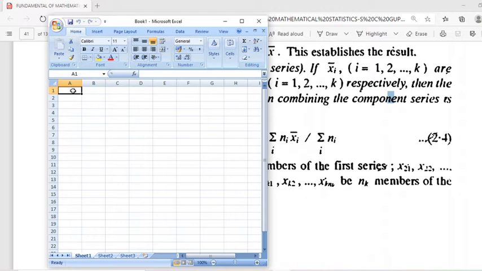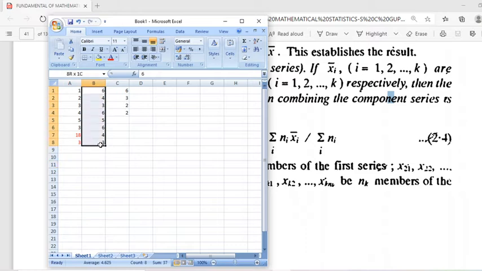For example, let this column represent the first series of observations, and column B represent another set of observations. The number of observations in each series need not be equal. So here we are considering three series of observations. Suppose this series has a total of 18 and a mean equal to 18 by 6.